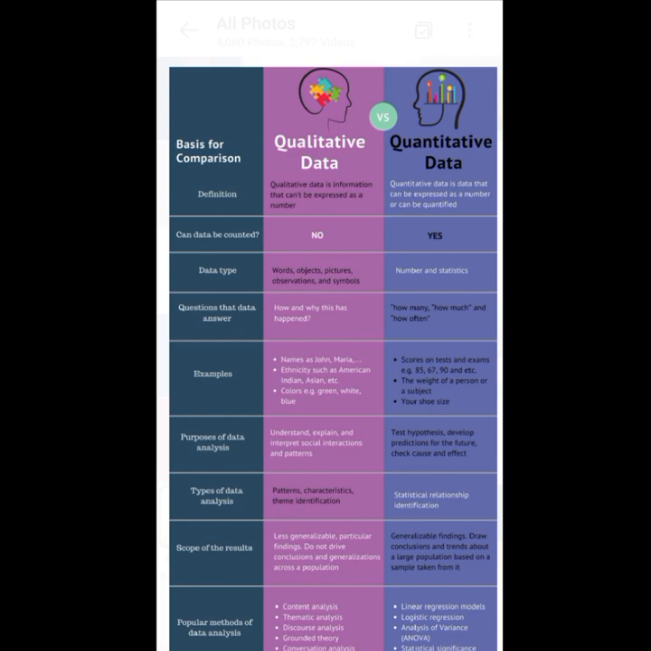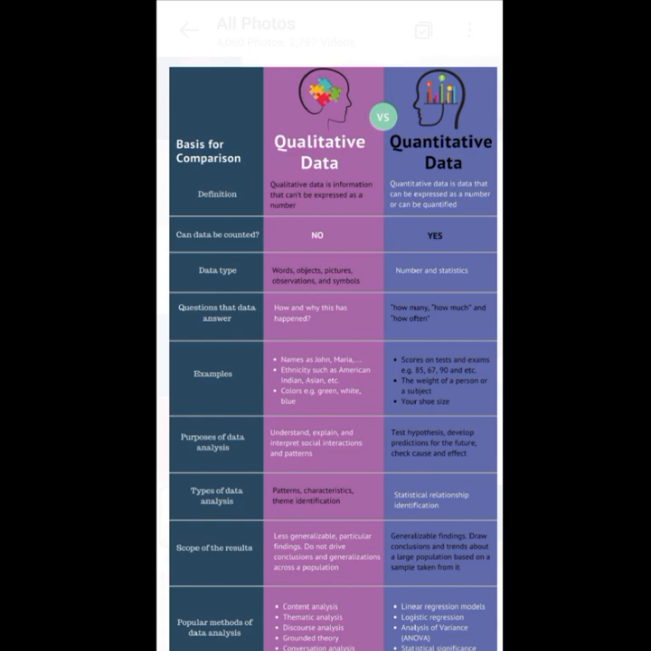Types of data analysis. When we deal with qualitative data, we usually analyze patterns or themes. Researchers use methods like content analysis to study written or spoken material, thematic analysis to find repeating ideas or themes, discourse analysis to study how people use language, grounded theory to build new theories from real life data.